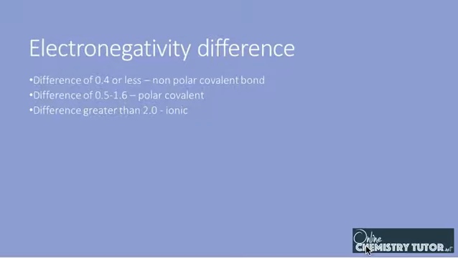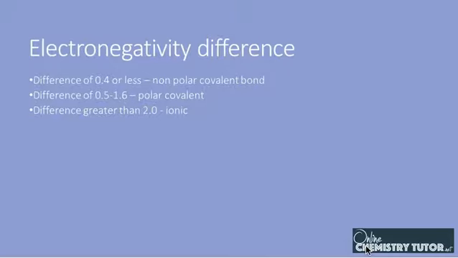There is a rule of thumb where the difference in electronegativity of the two atoms that are bonding can be used to determine what type of chemical bond you're going to get. It's only a rule of thumb. It doesn't work perfectly in every case, but it can give you a general idea. One of the ones to definitely be aware of is that a difference of 0.4 or less will give you a non-polar covalent bond.